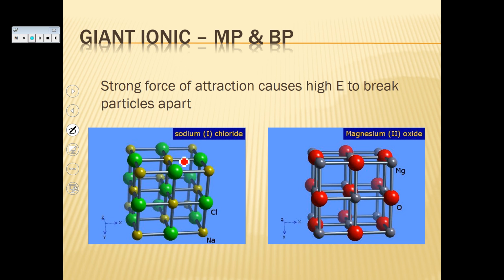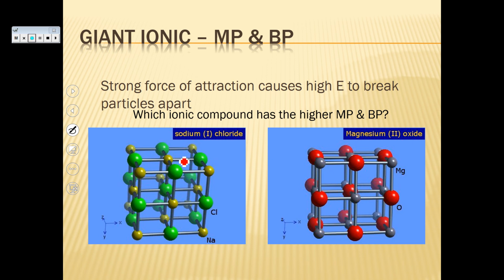Giant ionic compounds have high melting and boiling points due to the strong force of attraction. The strong force of attraction requires a lot of energy to break the particles apart, thus high melting and boiling points. Okay, which ionic compound has a higher melting and boiling point?